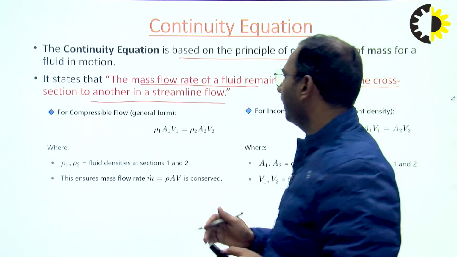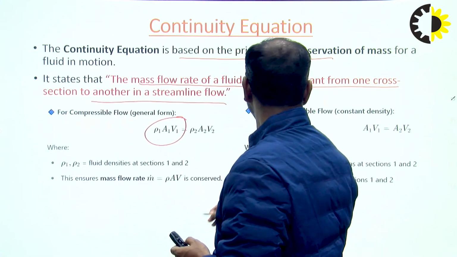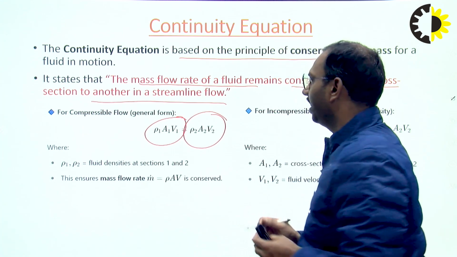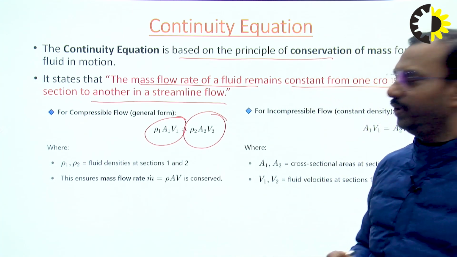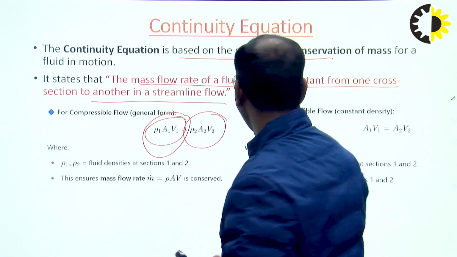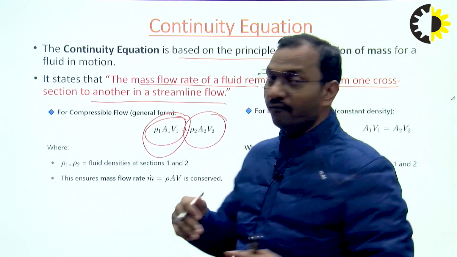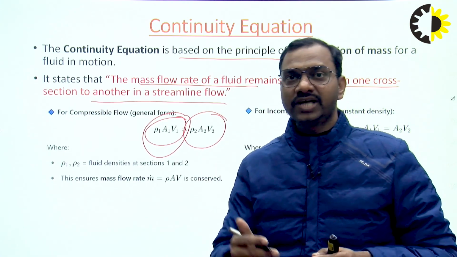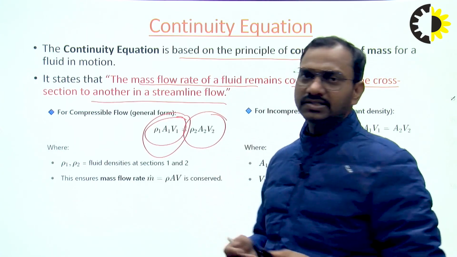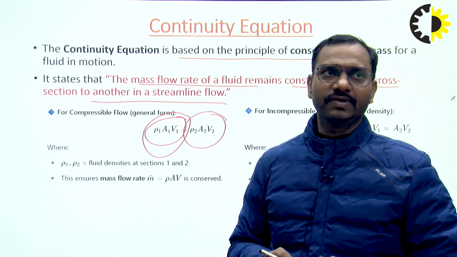For compressible flow, mass flow rate at section 1 is equal to mass flow rate at section 2, meaning rho 1 A1 V1 is equal to rho 2 A2 V2. If density of the fluid is constant, we can say that A1 V1 is equal to A2 V2, meaning flow rate or discharge at section 1 is equal to flow rate or discharge at section 2. So this is about the continuity equation.